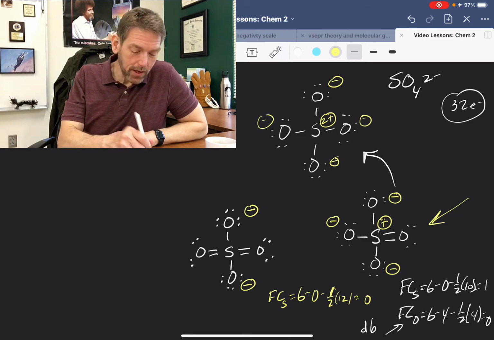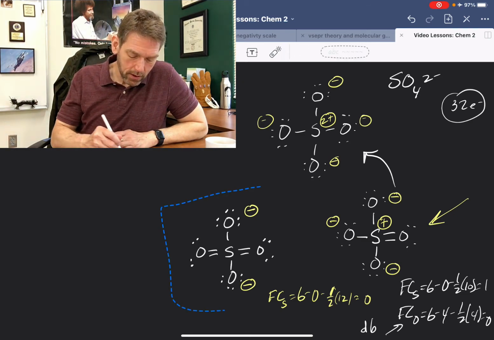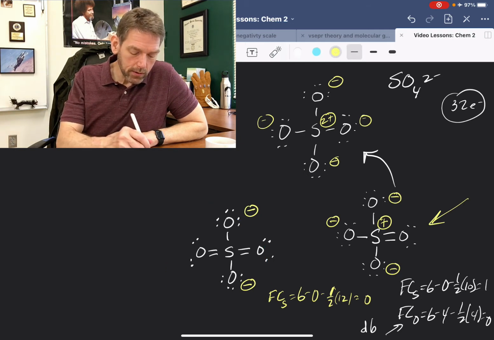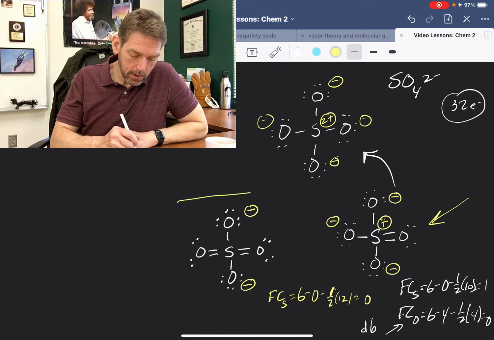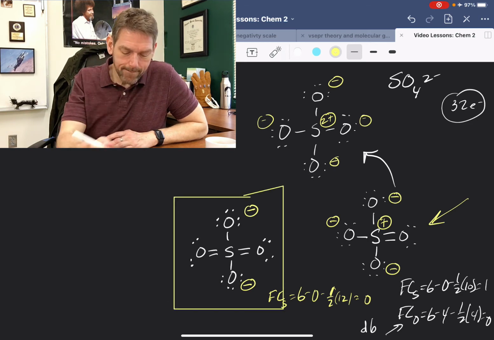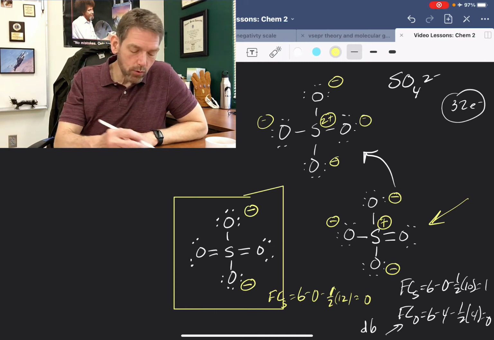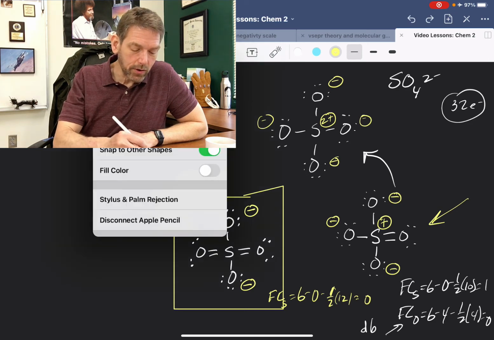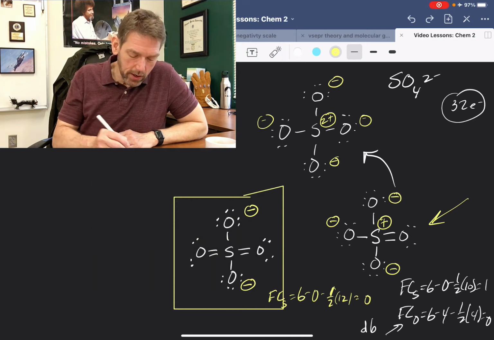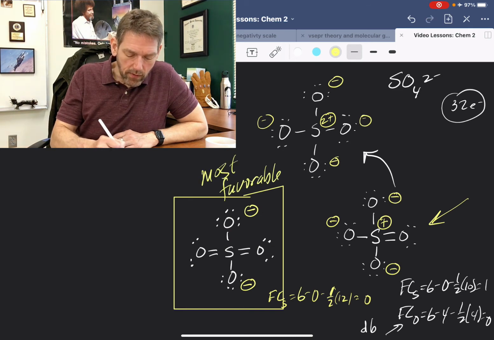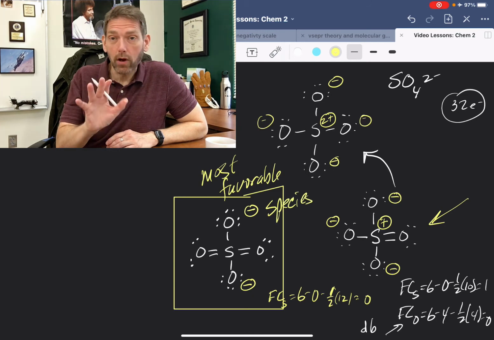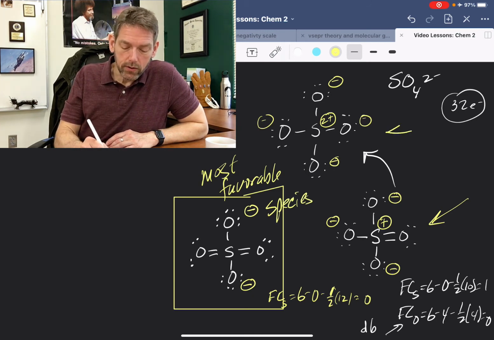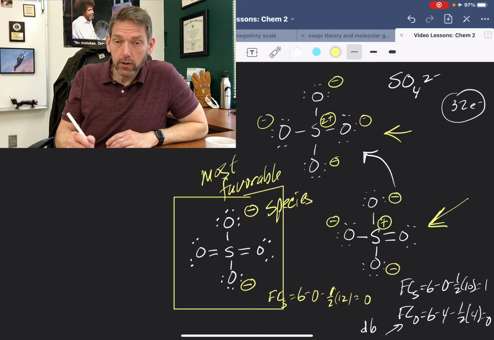So that means we take a look at this. That means that this right there is the most favorable structure. Wow, I forgot I had the geometric lock on. Let me take that off. So this right here would be our most favorable species. All right, and we've talked about that in class. That's our most favorable species. So this is the least favorable, and so is this one, least favorable.